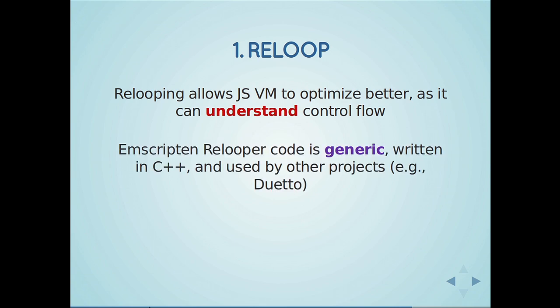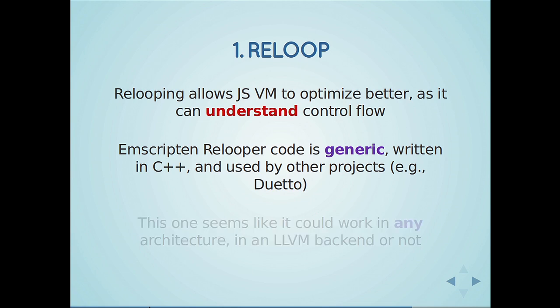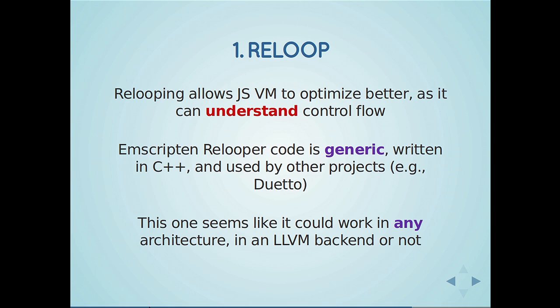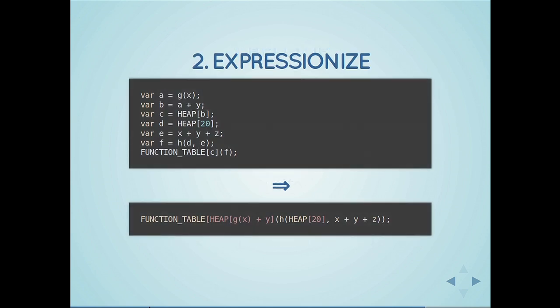And actually, we've written the relooper code in a generic way because, of the 3 optimizations I'll be talking about, this is the more general purpose one. The code is already used by Duetto, for example, which, as I said, is another compiler to JS. So of the 3, this one definitely doesn't really change your choice of architecture. It could work in an LLVM backend or outside, that's fine. So really the more interesting questions are the other two optimizations that I'll talk about right now.